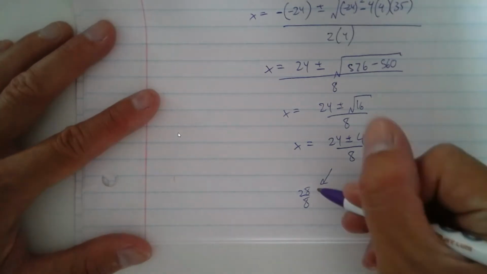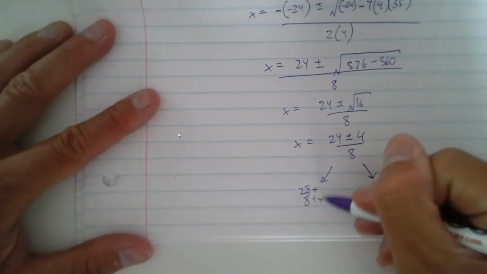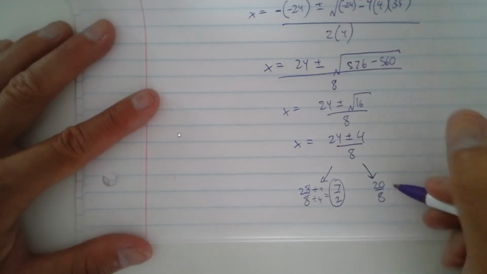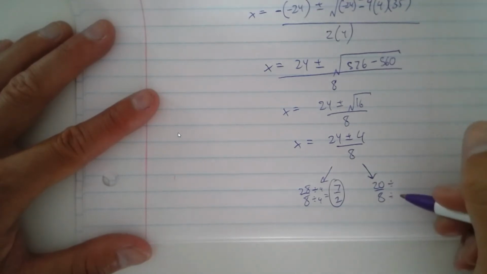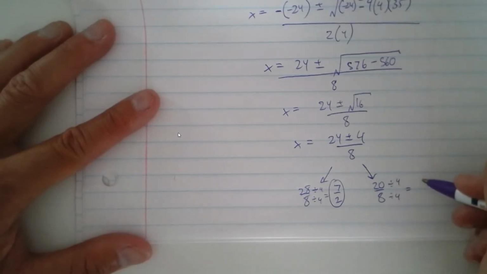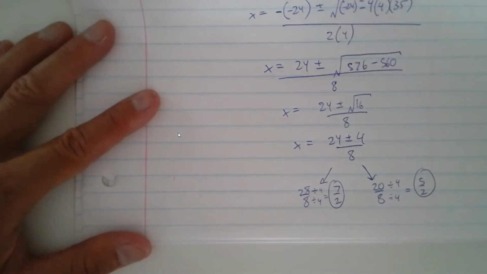If you divide both the top and the bottom by the greatest common factor, which I think is 4, then that should be 7 over 2. And then this one, I think the greatest common factor is still 4. So that's 20 divided by 4 and 8 divided by 4. I have 5 over 2. So supposedly, those are my answers.